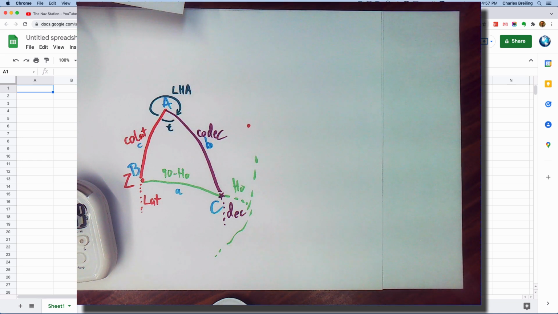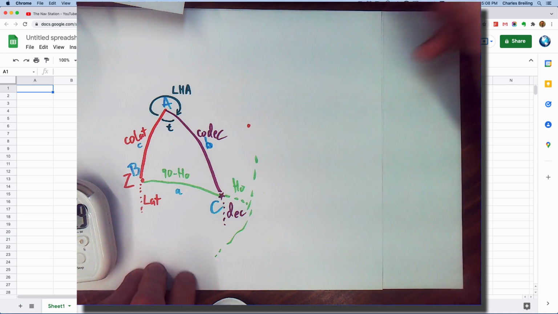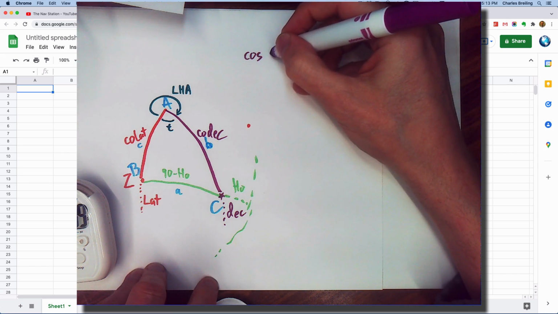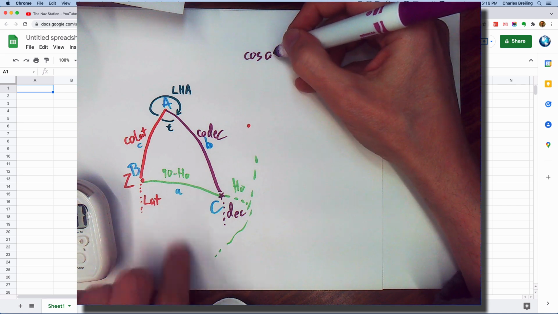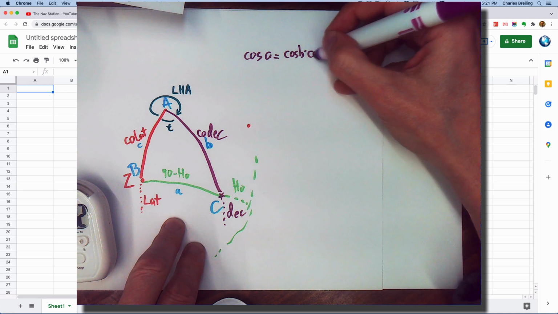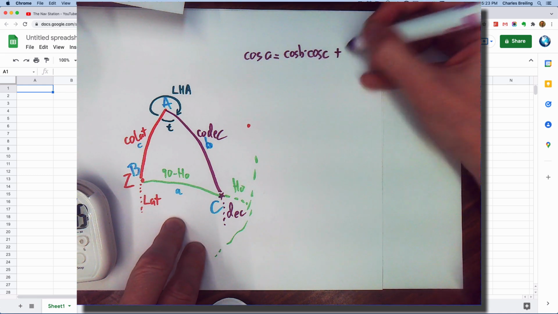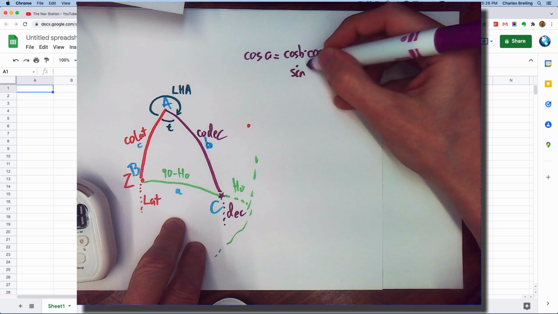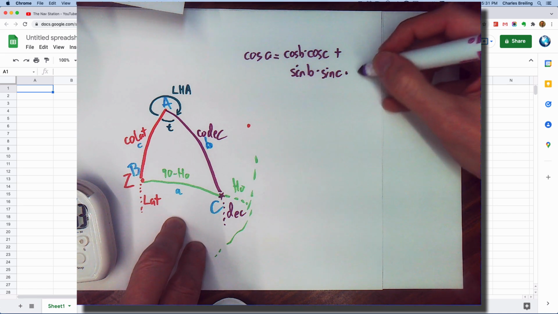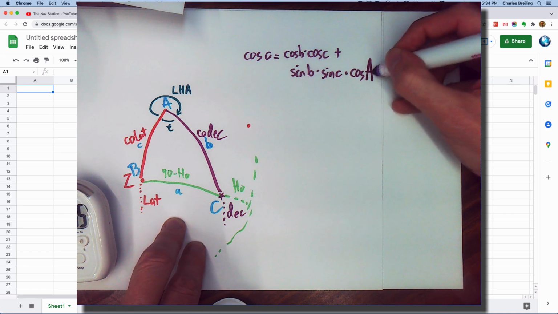Now, the interesting thing about the spherical law of cosines, or spherical law of sines, is everything is in terms of angles or arcs. The spherical law of cosines goes like this. Cosine of little a is equal to cosine of b times cosine of c, plus the sine of b times the sine of c times the cosine of angle A.